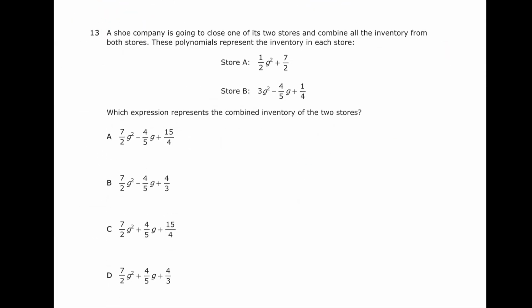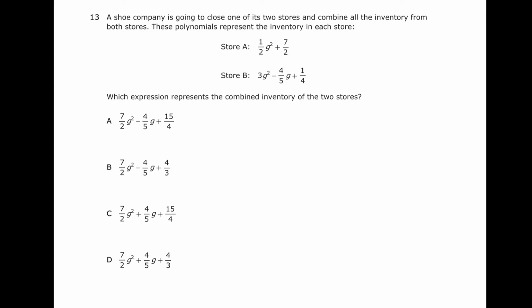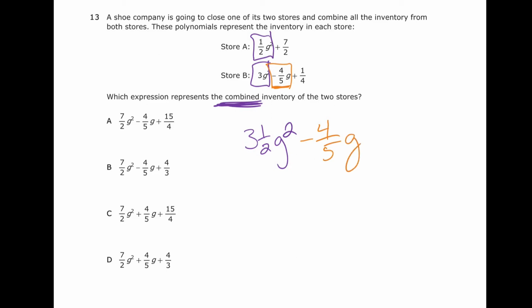Let's move on. Here we have a problem that looks challenging but is not really. They are asking us to combine the inventory, so we're simply adding these two polynomials. We know we can only combine like terms. There's a g squared and there's a g squared, so that would be 3 plus a half is 3.5 g squared. There are no other regular g terms, so it's just minus 4/5 g, and then we have a regular 7/2 plus 1/4.